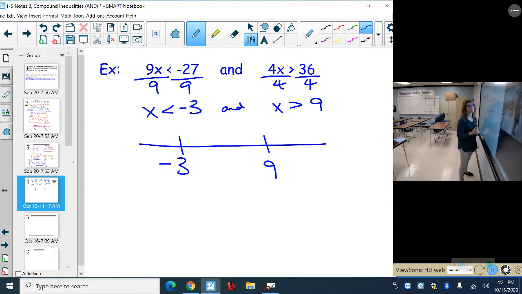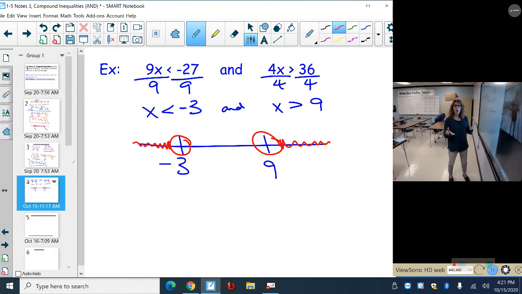At negative 3, it is an open dot, and I'm shading down to the left. At x equals 9, it's going to be an open dot, but I want it to be greater than. So, look at that. Is there any overlapping region? Is there an x number that, whenever you put it in there, makes both statements true? The answer is no, they never overlap, so therefore there is no solution to this problem.